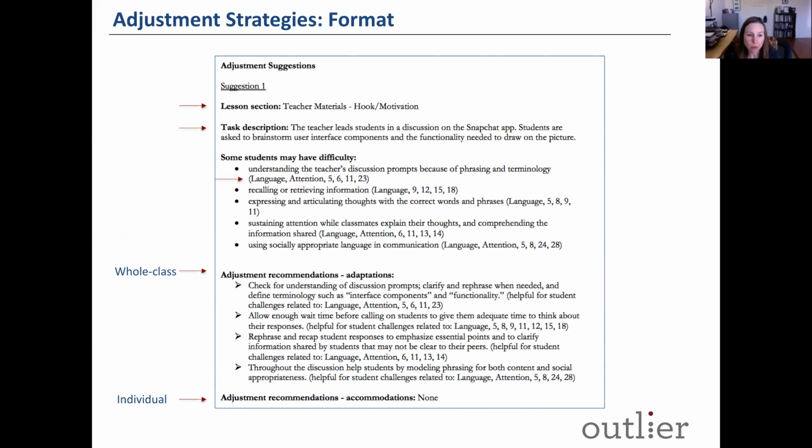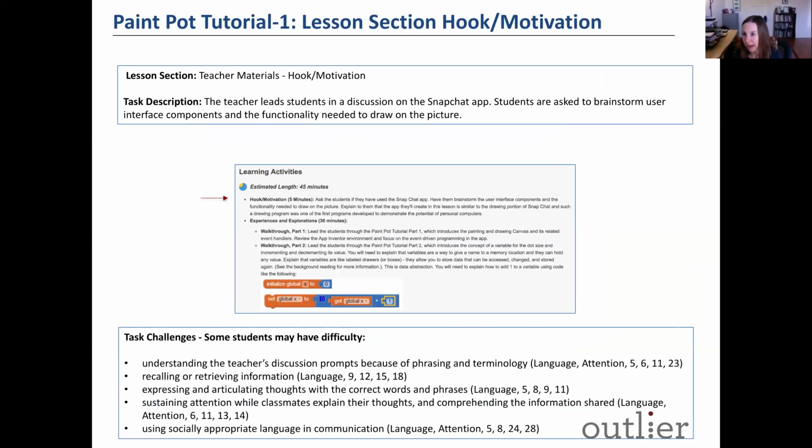Below that, you can see some of these whole class accommodation and adjustment recommendations, the adaptations, things that we suggest a teacher could do at that point in the lesson in place of what's there or in addition to it to make it more accessible. In some cases, we also have suggestions for accommodations that can be provided to individual students to provide some additional support that they might need. So with that, I'm going to hand things over to Daphne, and she's going to give you some very specific examples of things that she created for the Paint Pot Tutorial 3.2 lesson.